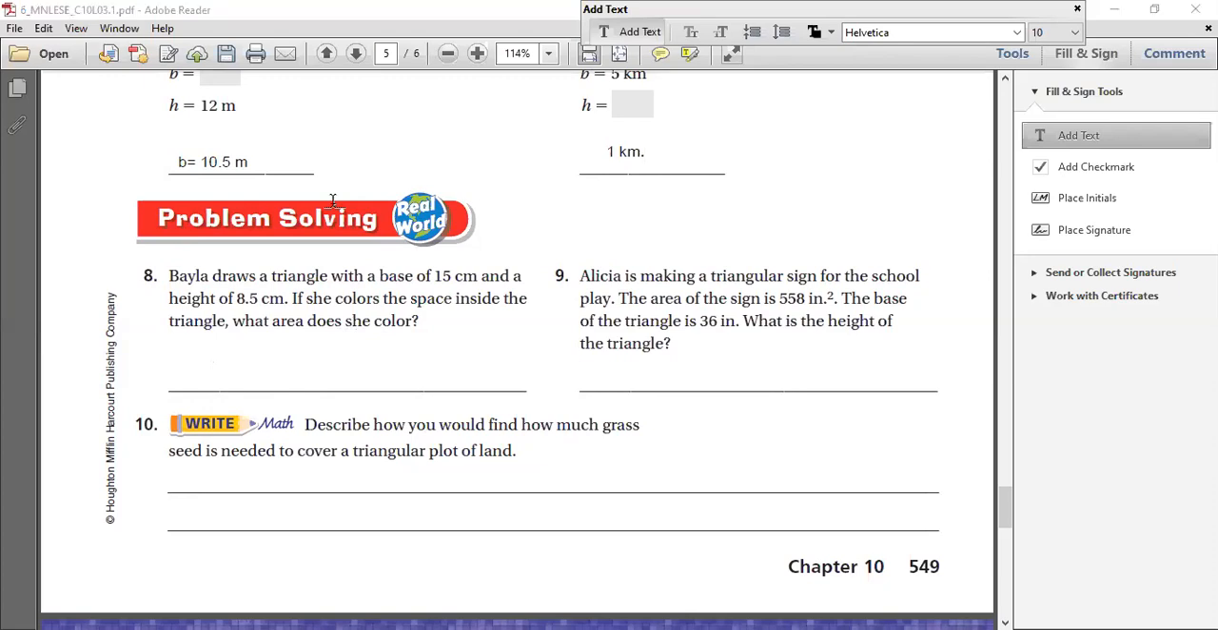So if you have written that, okay, so you will have area is equal to half multiplied by, what was the base? Base was 15 and the height was 8.5. So 15 multiplied by 8.5. Okay, now we have to solve this part first.